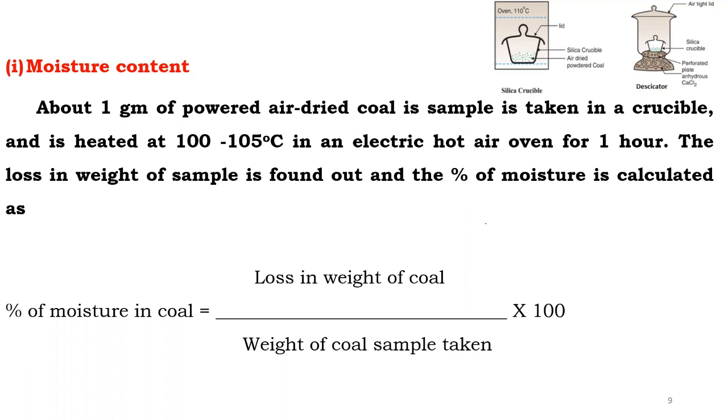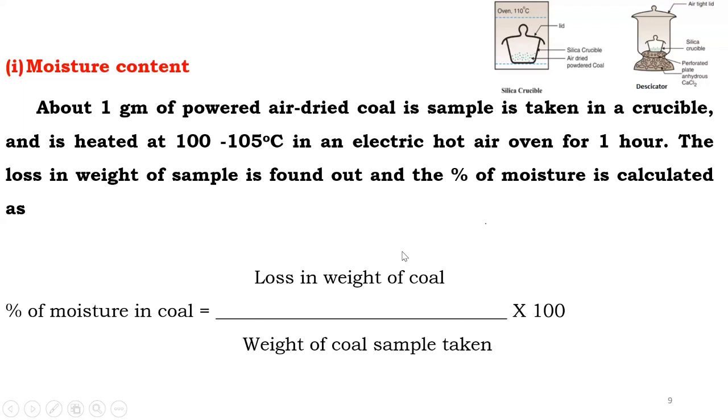0.8 grams means 0.2 grams is the percentage of moisture. 0.2 is the percentage of moisture. So it is the loss in weight of the coal. Here the loss in weight is 0.2, and 0.2 by the weight of the coal sample taken, multiplied by 100, gives you the percentage of moisture. Okay students, in this way we'll calculate the percentage of the moisture.